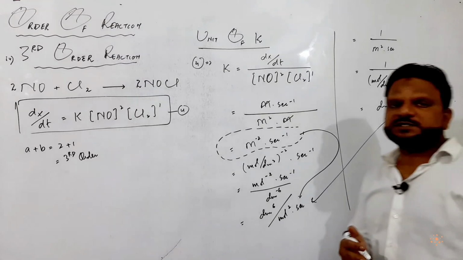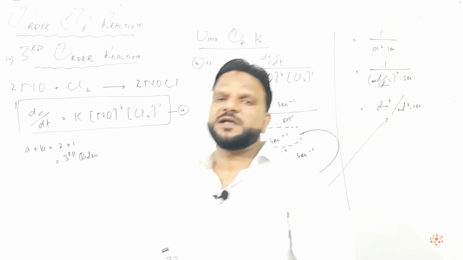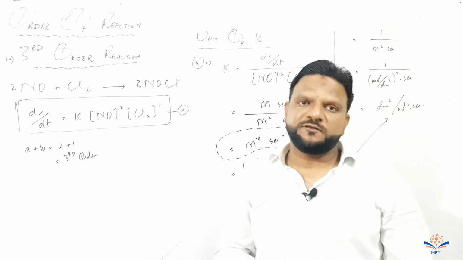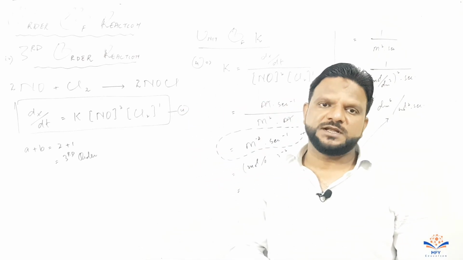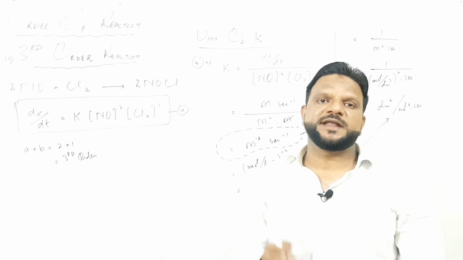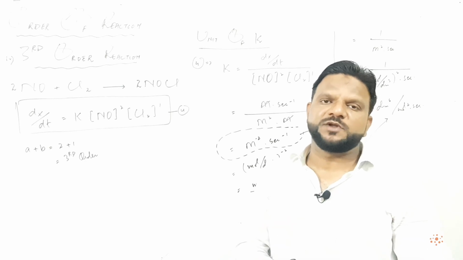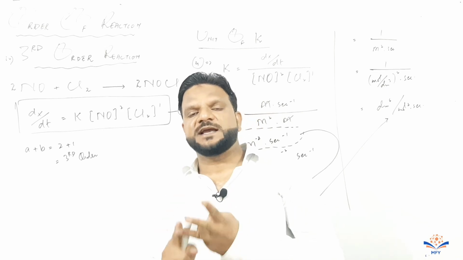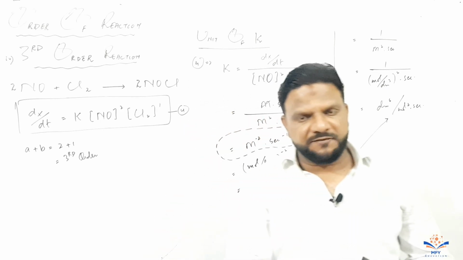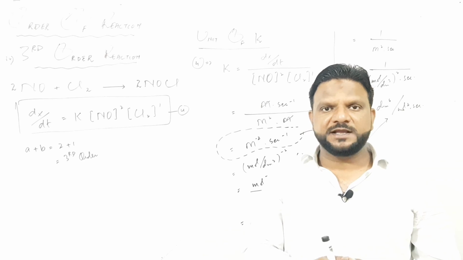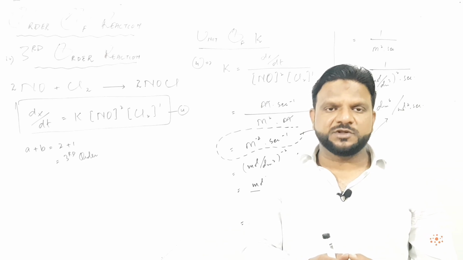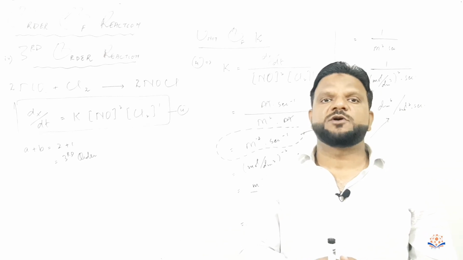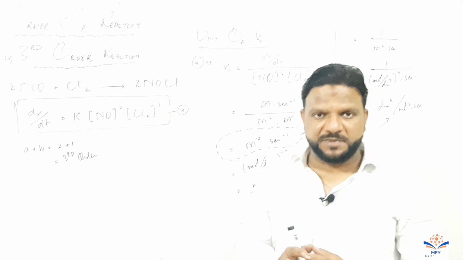Now in today's class we have done the topic which is related to order of reaction, their definition, and by means of rate expression we have calculated the unit of K for zero, first, second and third order reactions. If you have any query regarding understanding order of reaction and finding out the unit of K with respect to order of reaction, you can directly comment or message me.